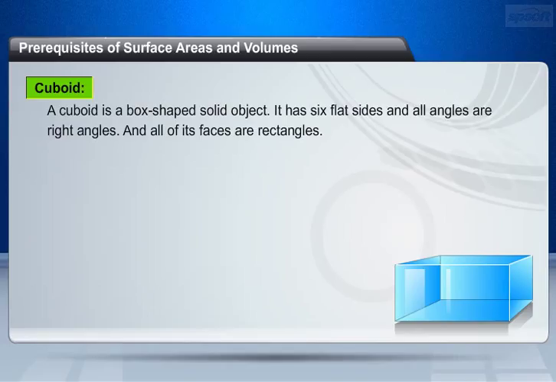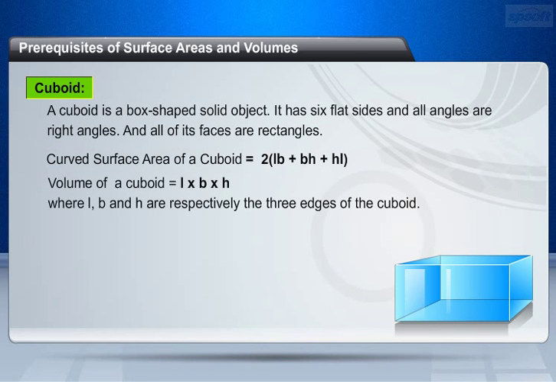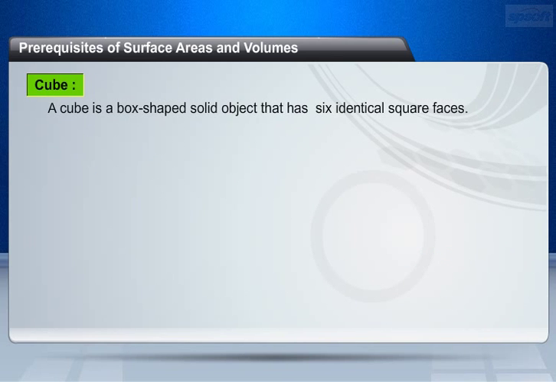Cuboid. A cuboid is a box-shaped solid object. It has 6 flat sides, and all angles are right angles, and all of its faces are rectangles. Let us see the formulae related to cuboid. Curved surface area of a cuboid is equal to 2 into l b plus b h plus h l. Volume of a cuboid is equal to l into b into h, where l, b, and h are respectively the 3 edges of the cuboid.